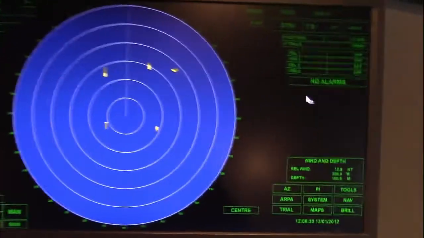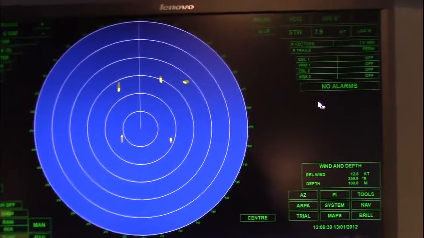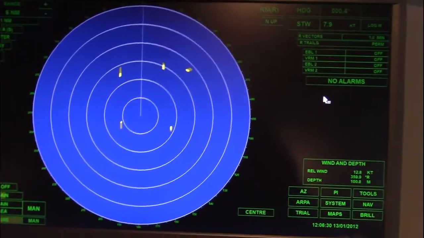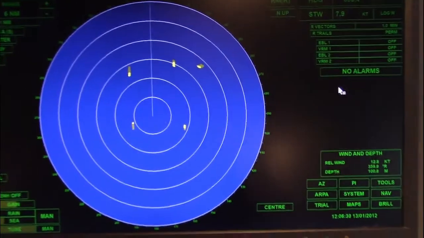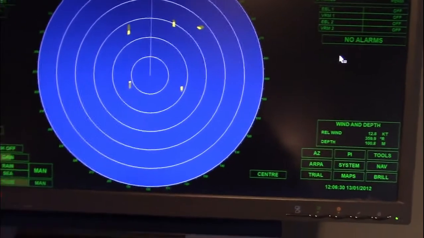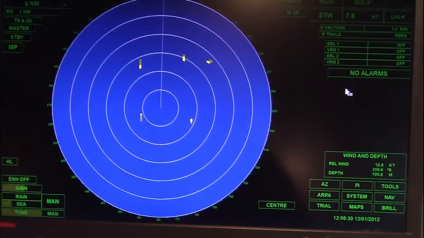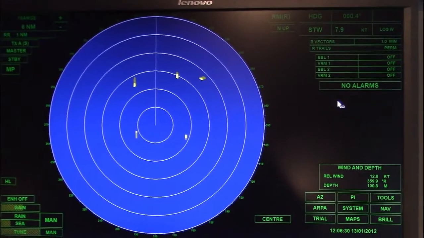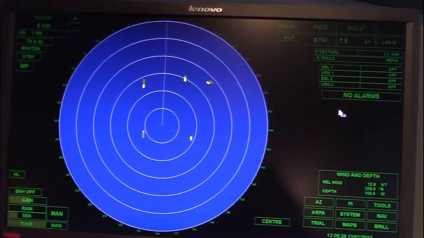Okay, in this video, we're going to be doing a couple of things. One thing we're going to do is learn how we can take a target that we see on the screen and then find it out in the real world by looking out the window. Remember that we're using the radar as a tool to help us find targets, but we should be spending a lot of time looking out the windows at the real world, not just at our electronics.